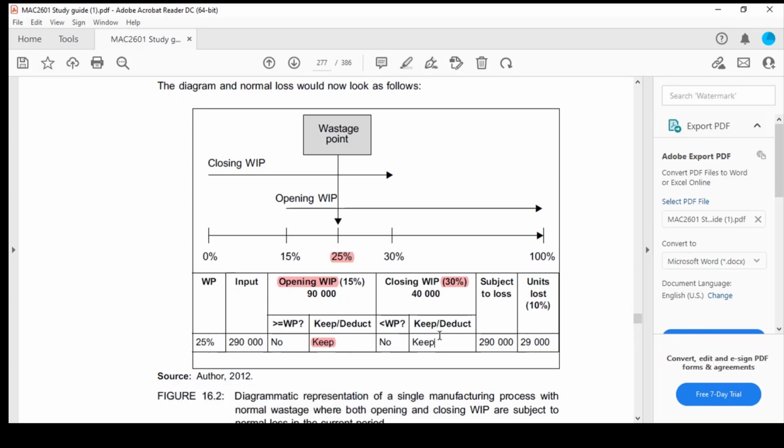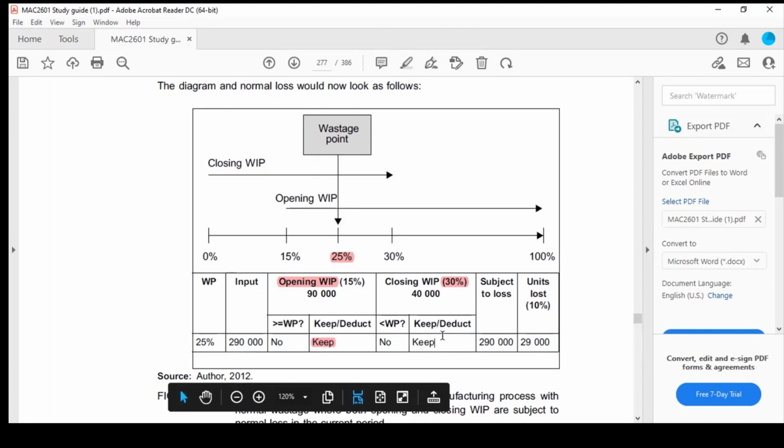Then, with the closing WIP, you guys can correct me here. It's the inverse. Did it come after the wastage point? If it did, you don't deduct it from the input.